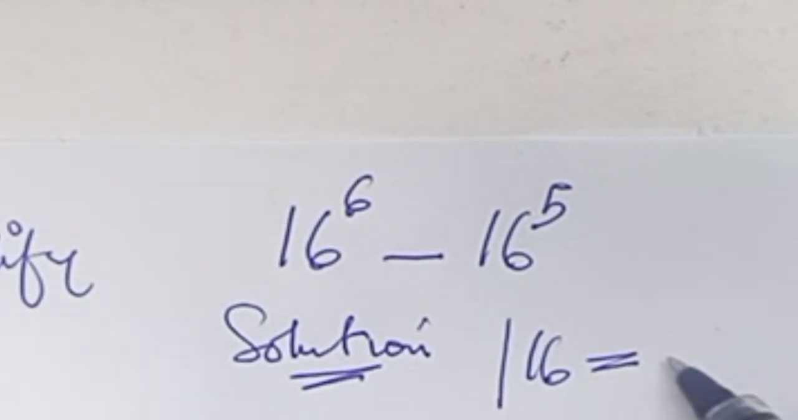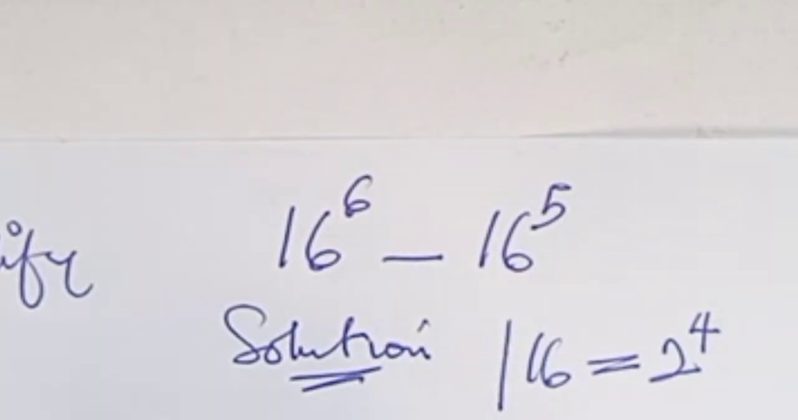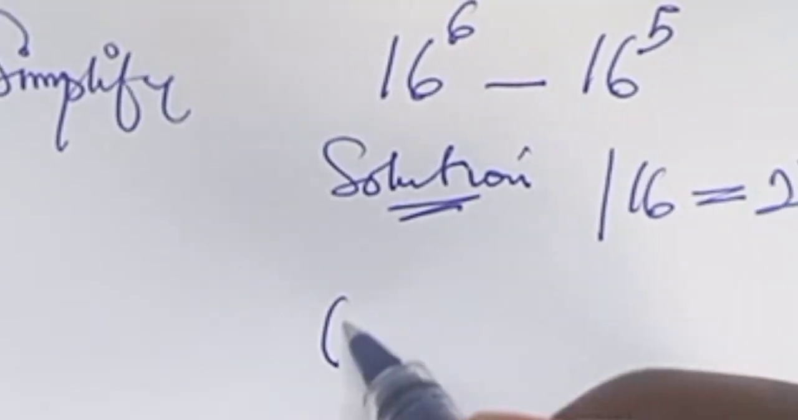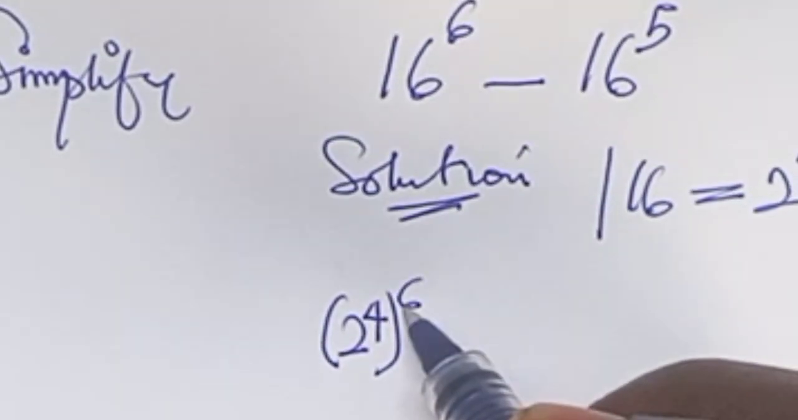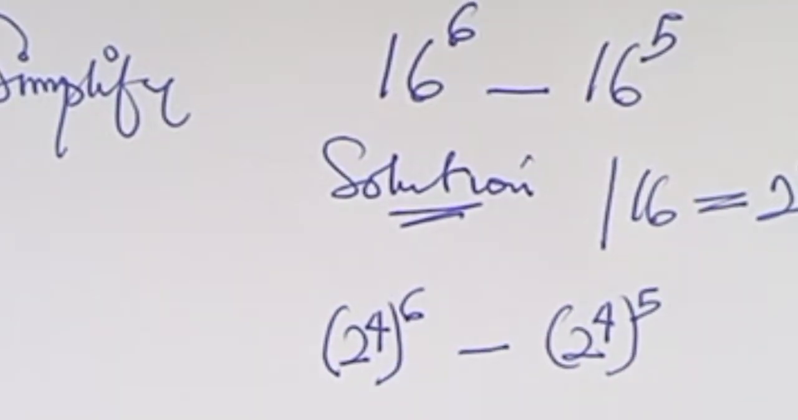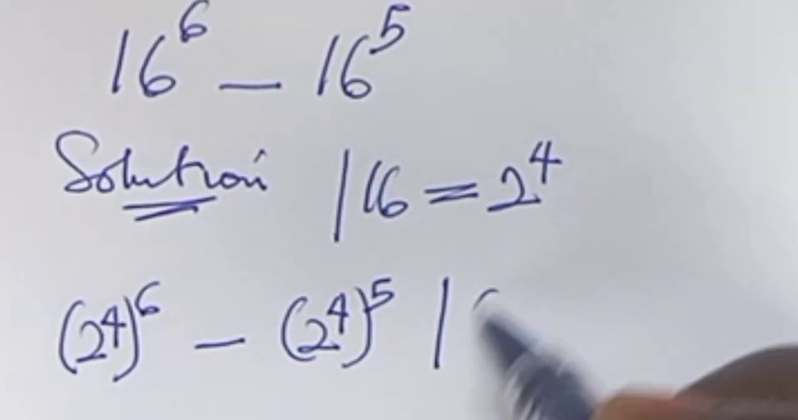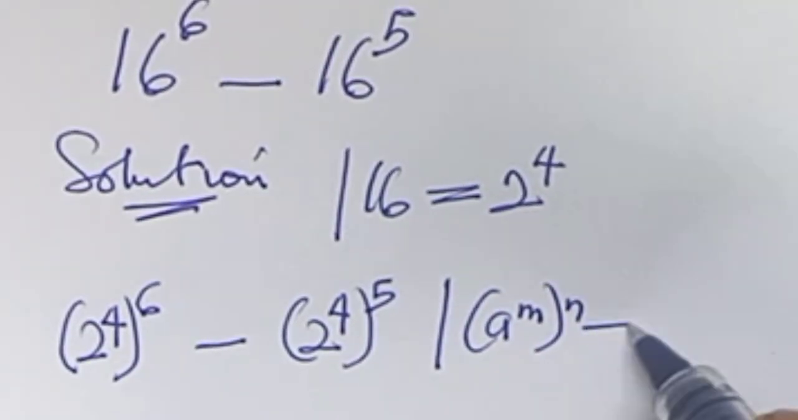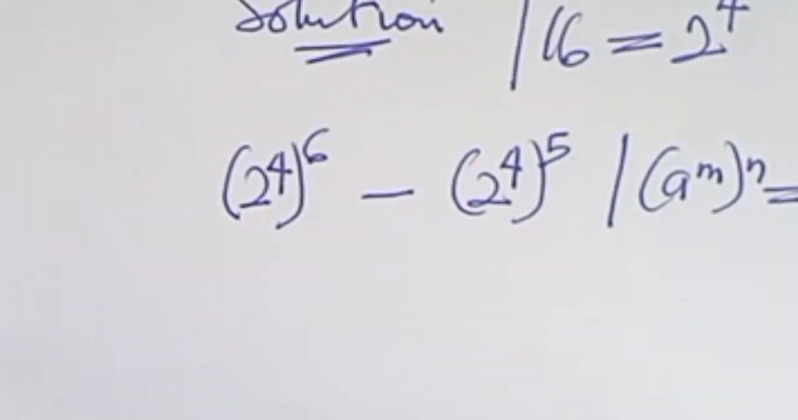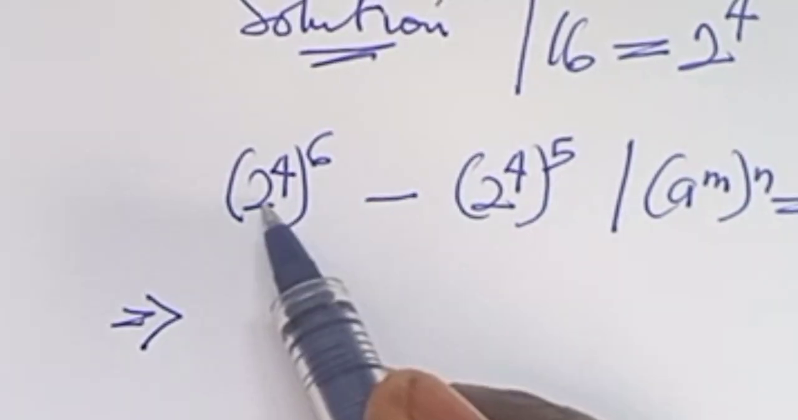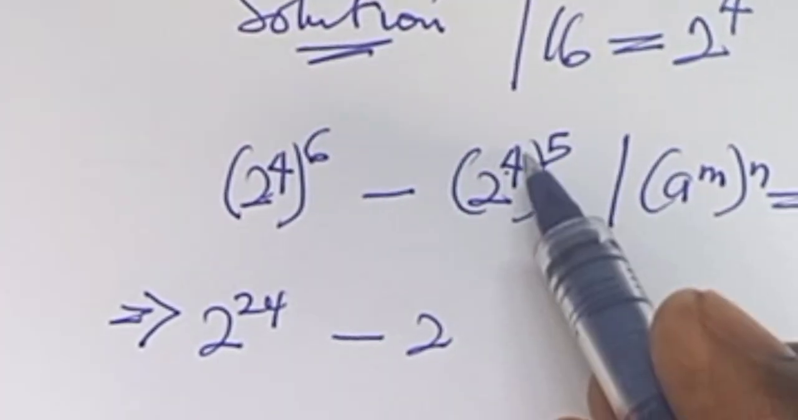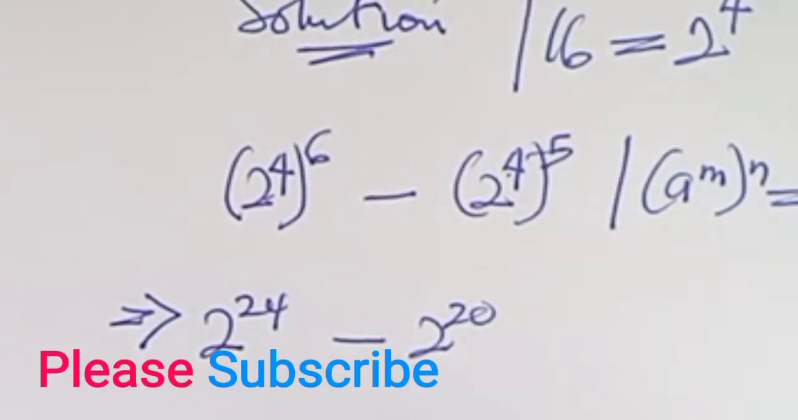16 can be represented as 2 to the power of 4. So that in the place of 16 we write 2 to the power of 4. The next line becomes (2 to the power of 4) to the power of 6 minus (2 to the power of 4) to the power of 5. But (a to the power of m) to the power of n is the same as a to the power of m times n. So the next line therefore will become 2 to the power of 24 minus 2 to the power of 20. 4 times 5 is 20.